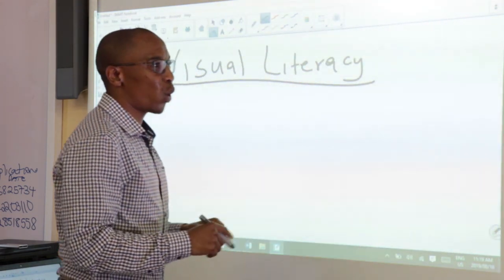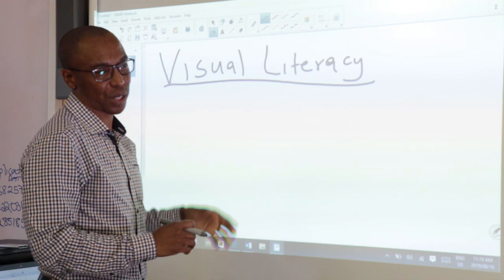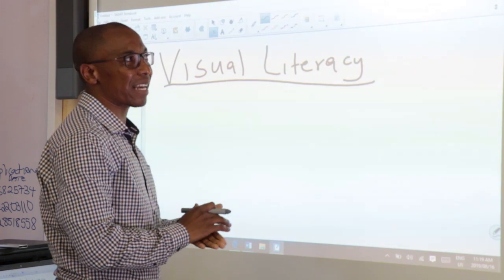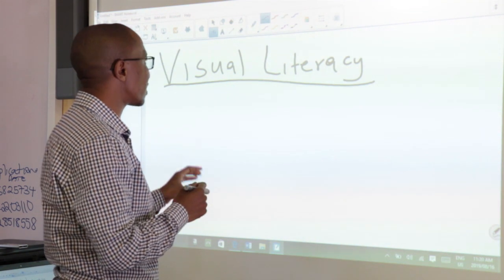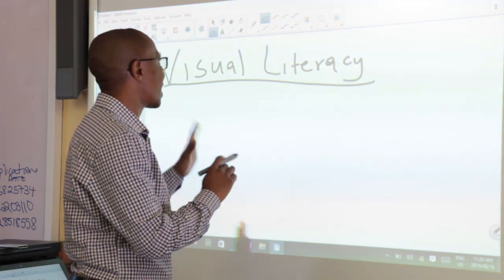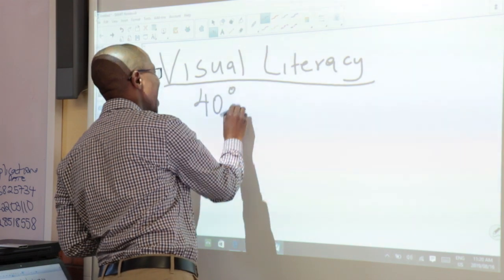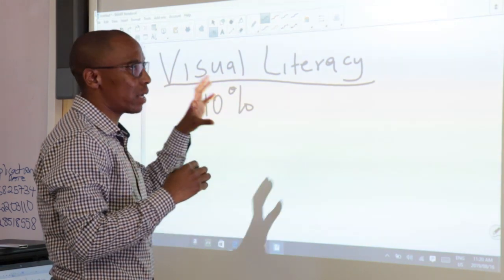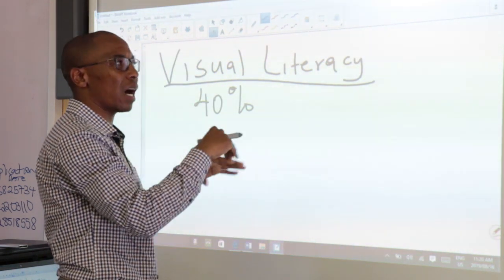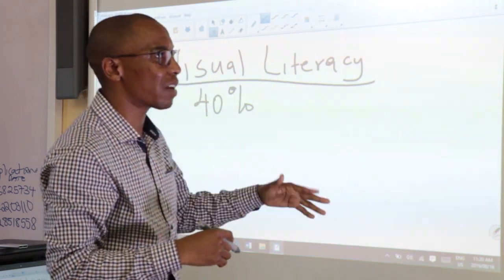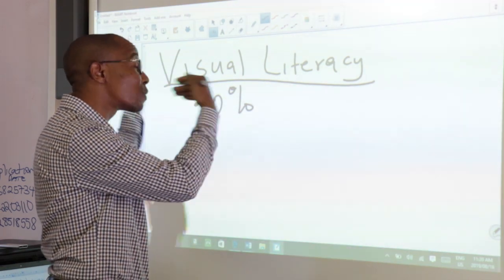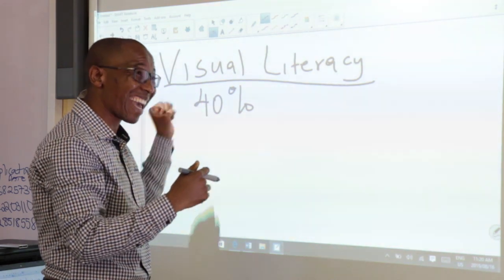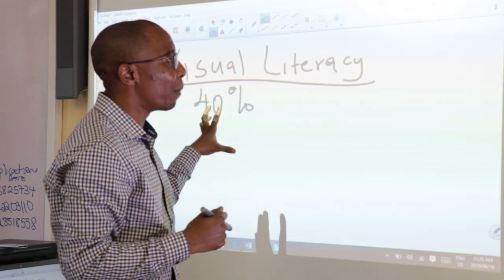All right, for today, my dear colleagues, we are looking at visual literacy. It's a very important aspect of our paper one in first additional language, English. Why am I saying this is very important? It's because it covers about 40% of our paper. If our learners can master visual literacy, they will be able to analyze graphs, cartoons, advertisements, and so on, and respond to questions that require understanding of the visual text.